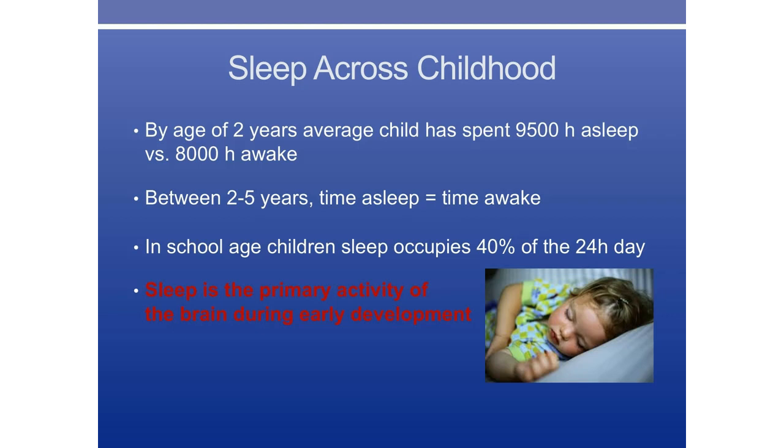Another way to look at the time of sleep and duration is to know that by the age of 2 years, the child has spent almost 13 months asleep and 11 months awake. Between 2 and 5 years of age, there are equal amounts of sleep and awake. And in school-age children, sleep occupies approximately 40% of the 24-hour day, which means sleep is the primary activity of the brain during early development. Remember, during adulthood, it's one third of the 24-hour day.